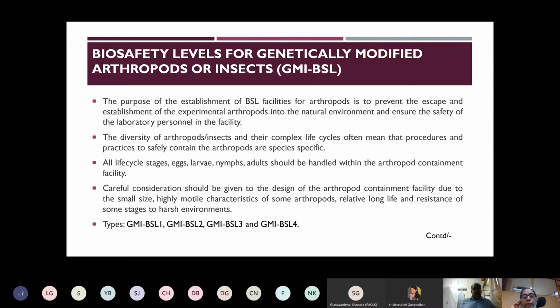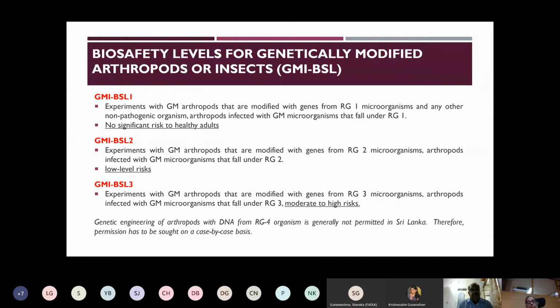Because of the small size, highly motile characteristics of some arthropods, relatively long life and resistance of some stages to harsh environments, these are the typical characteristics of some arthropods, and they have to be taken care of when we are designing the facility. Again, these facilities have been divided into GMI BSL1, GMI BSL2, GMI BSL3 and GMI BSL4. And what is covered in each category has been defined in detail.